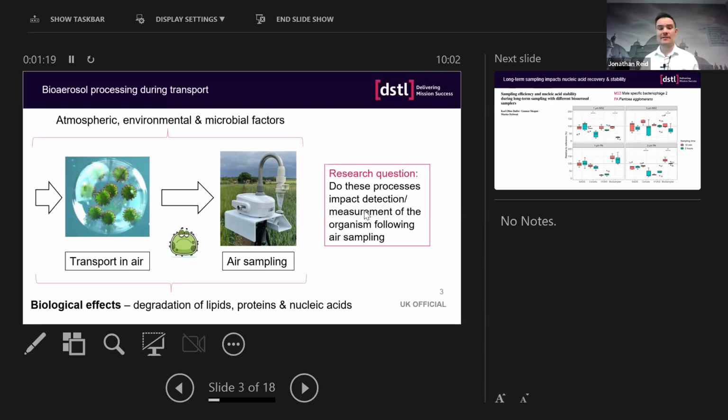There's a lot of literature out there that suggests that these biological effects can impact the viability and infectivity of microorganisms following this process. But what is less well known is whether these biological effects impact our ability to either detect or measure those pathogens within air samples.